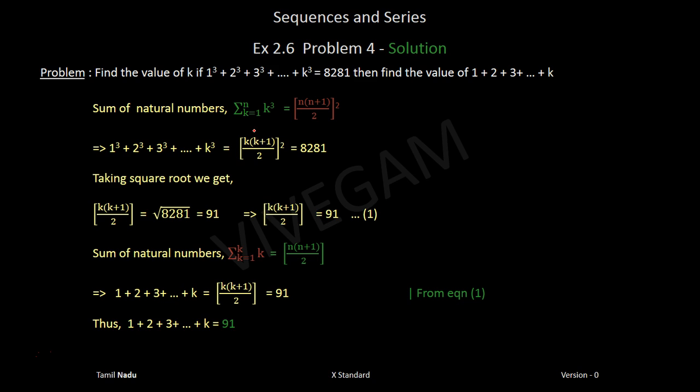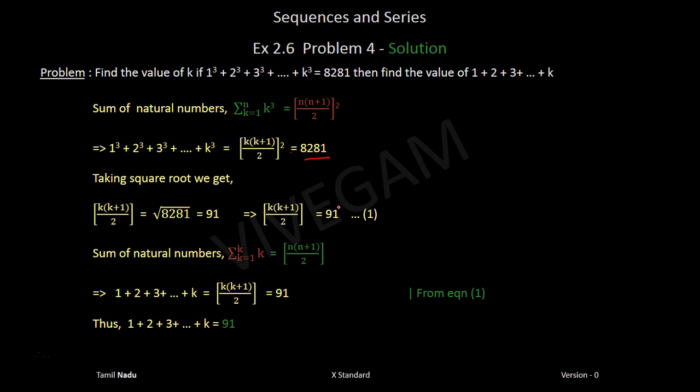The solution. The sum of cubes is given by n into n plus 1 by 2 the whole square. So which means 1 cube plus 2 cube plus 3 cube up to k is k into k plus 1 by 2 the whole square, but that is given as 8281. So we want to find the value of k into k plus 1 by 2. So taking square root both sides, k into k plus 1 by 2 is root of 8281, that is equal to 91.